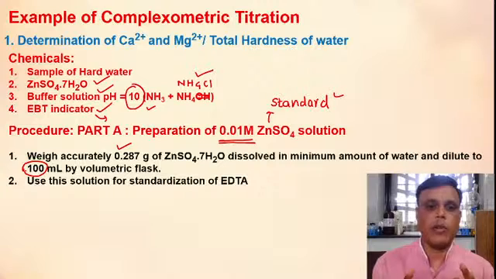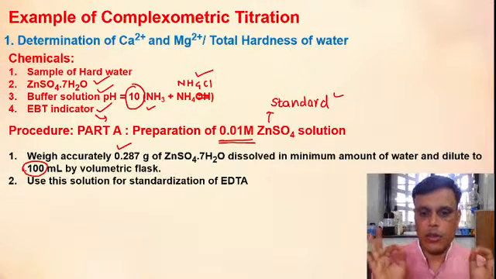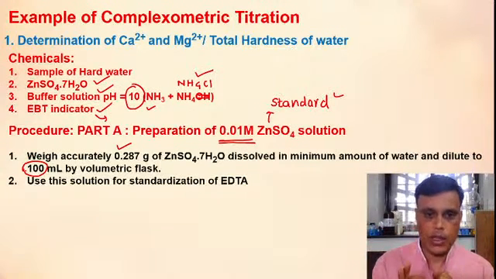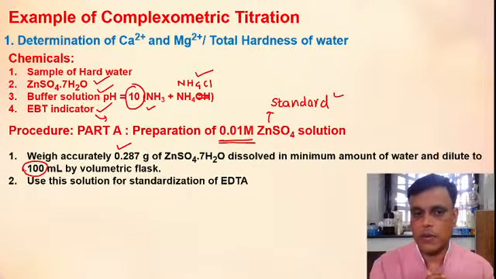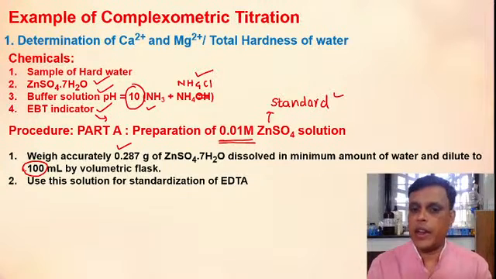So you have to find out the exact concentration of EDTA. This process, finding out the exact concentration of any substance, is called standardization. And here we are doing it for EDTA. We have to use this zinc sulfate solution for standardization of EDTA, so that means you have to find out the exact concentration of EDTA.